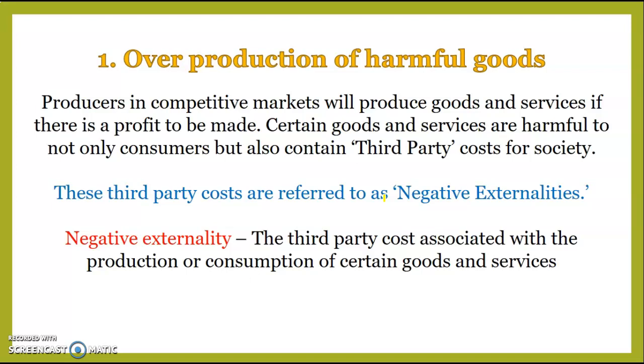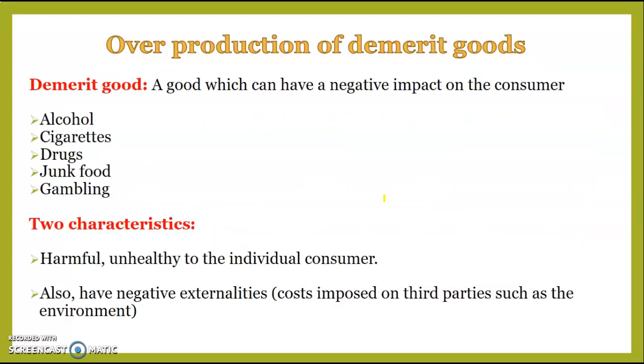So there are products that have what we call negative externalities, which are third-party costs associated with transactions. So a negative externality is a third-party cost associated with the production or consumption of a product. And I'll go through some examples to really hone in on what that actually means. So the problem with market economies is there's an overproduction of what we call demerit goods.